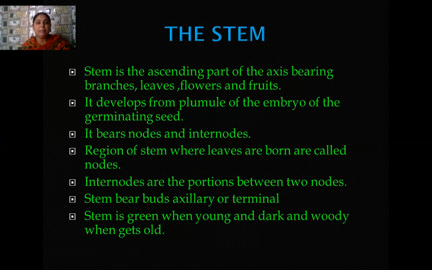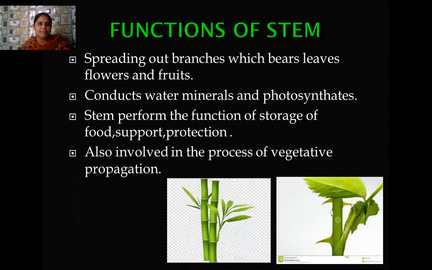Sometimes the stem bears buds at its axils, and if they are present at the axillary position, they are known as axillary buds. But if they are present at the terminal position, they are known as terminal buds. Next, when the stem is in its young stage, it is always green. But when the stem gets older, its color changes and it becomes dark and woody in appearance.